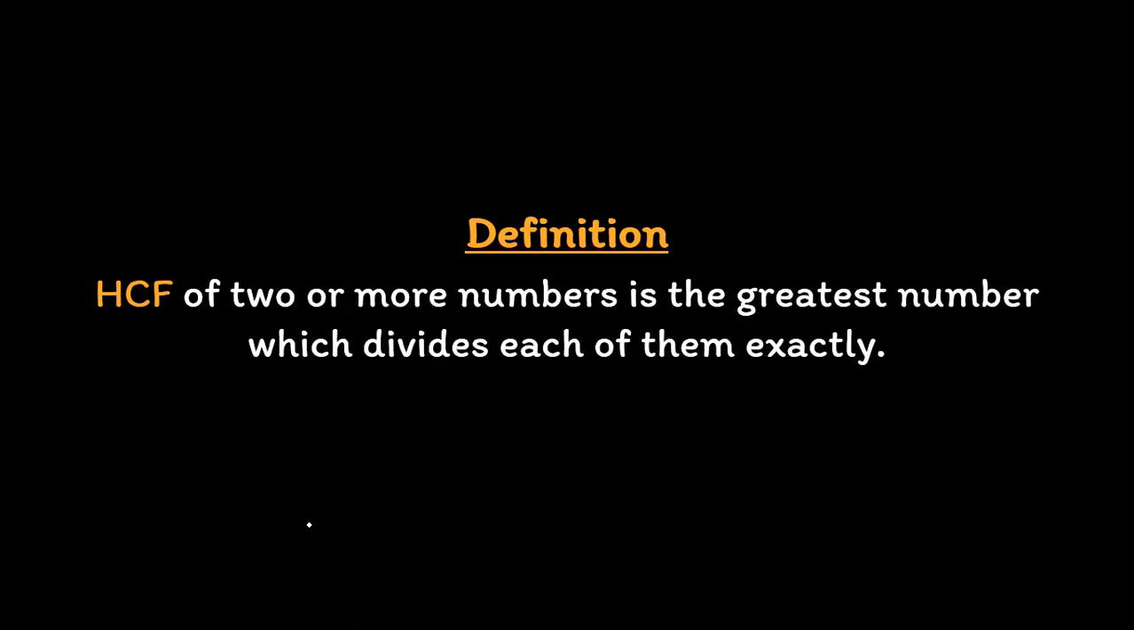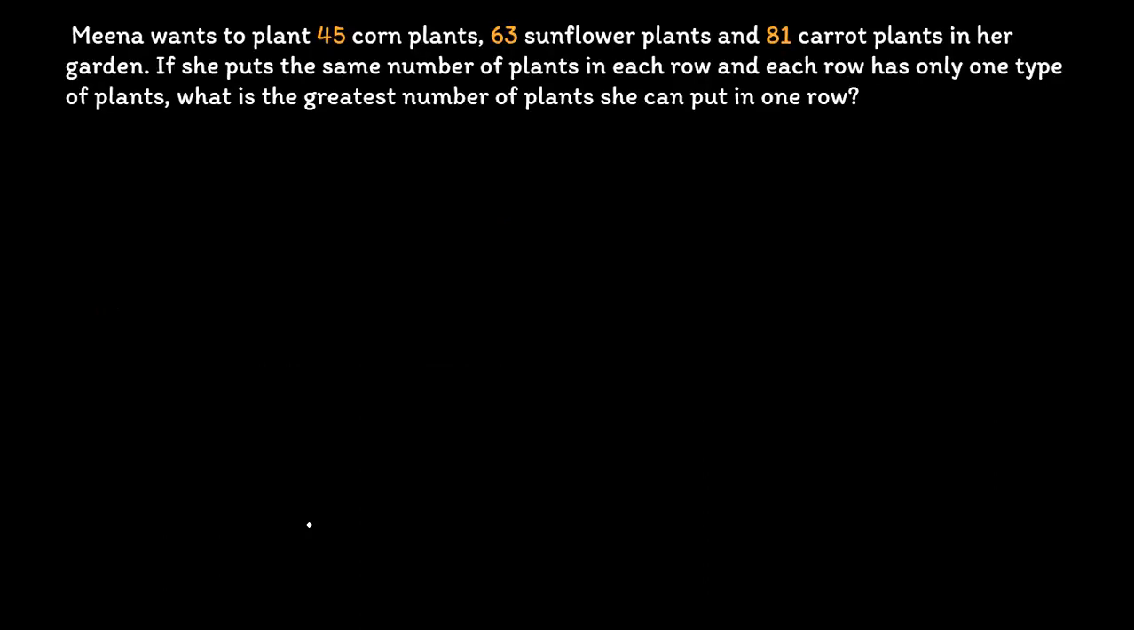Now let's understand the method with one more example. Suppose Meena wants to plant 45 corn plants, 63 sunflower plants, and 81 carrot plants in her garden. If she puts the same number of plants in each row and each row has only one type of plant, what is the greatest number of plants she can put in one row? Oh, it's a difficult situation for Meena. But as you know what HCF is, we can help Meena in this case.